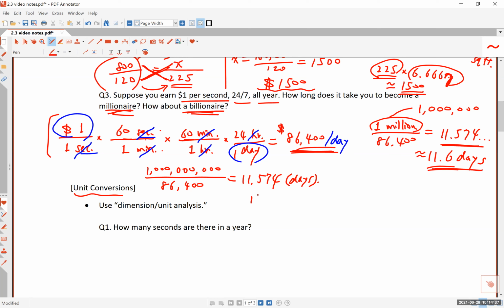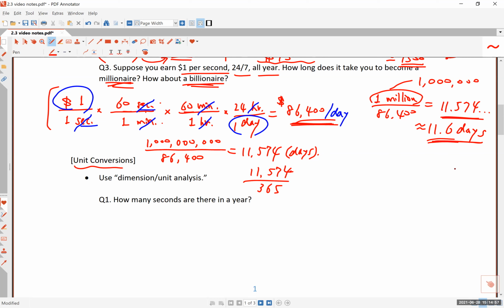Now you want to divide this, because it's hard to tell how long this is, right? Let's divide this by 365 days per year, because that's the number of days in a year, unless it's a leap year. We sort of ignore leap years because it only happens once every 4 years. If you divide this by 365, you get approximately 31.7. And that's the number of years it takes for this person to become a billionaire, right? Now you see the difference between a millionaire and a billionaire, right?